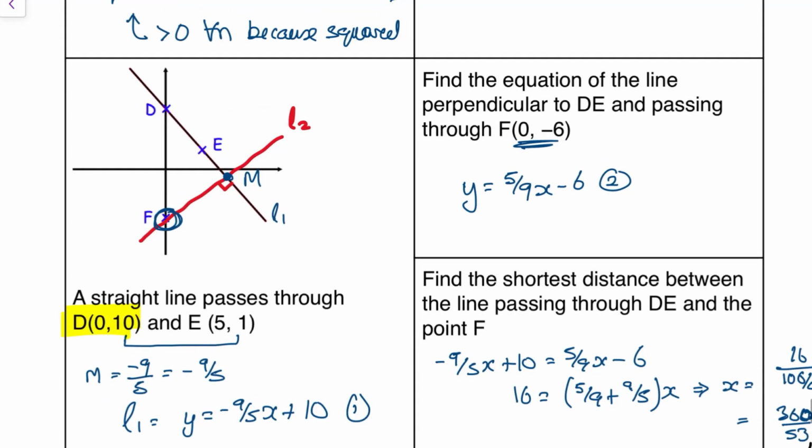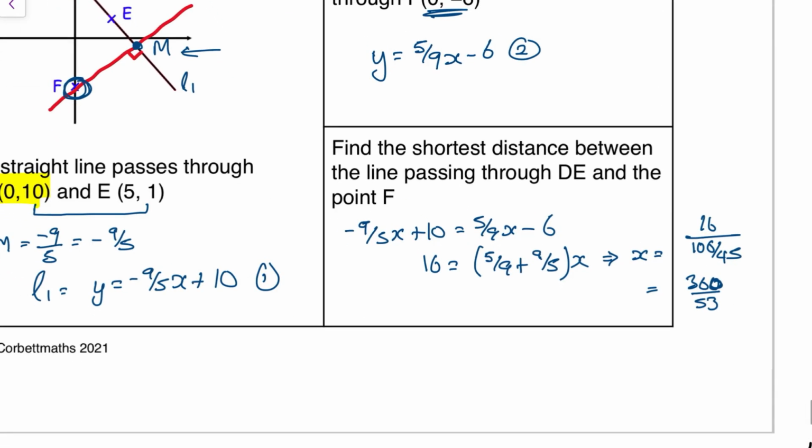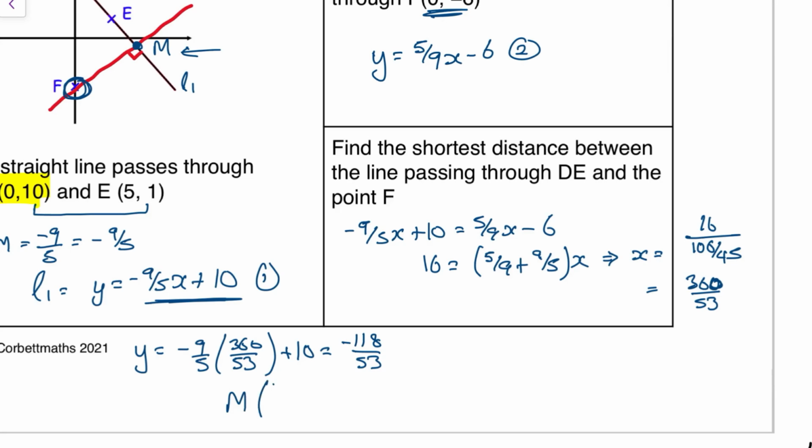Remember, I'm still trying to find the point M because I need my meeting point so I can work out the length M to F. So I'm still not done. I need to work out the value of y. I'm going to do this over here. So therefore y, and just because it's above, I'm going to use this equation here. So y equals minus 9/5 times the x value, which is 360/53, and then add on 10. So put that in my calculator very carefully, and I get minus 118/53. Which means my M, my meeting point, is going to be 360/53. And well done if you're keeping up at this stage, minus 118/53.